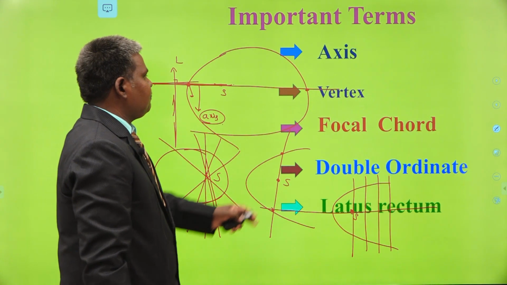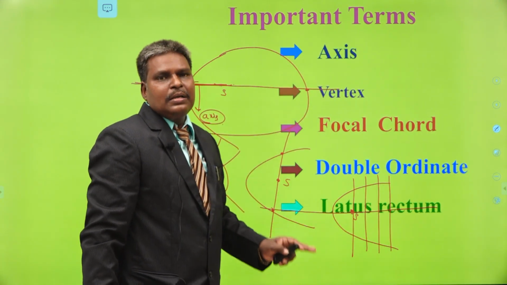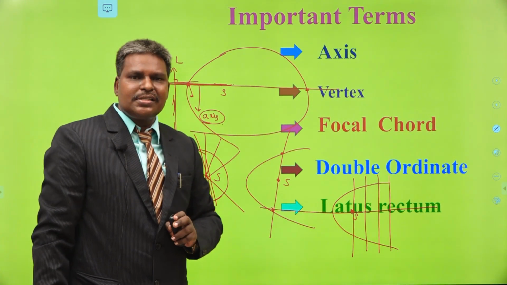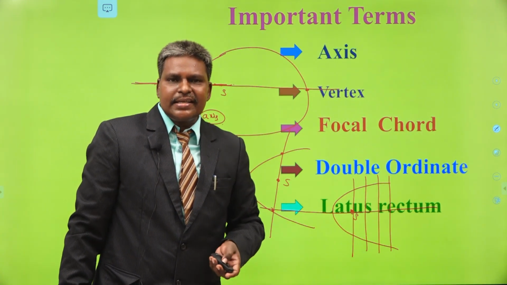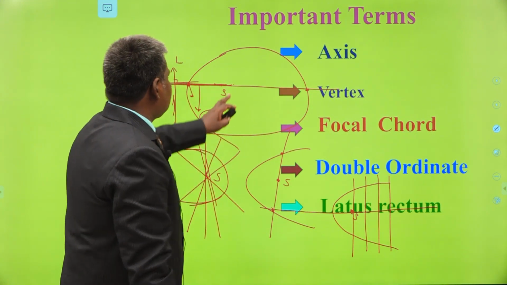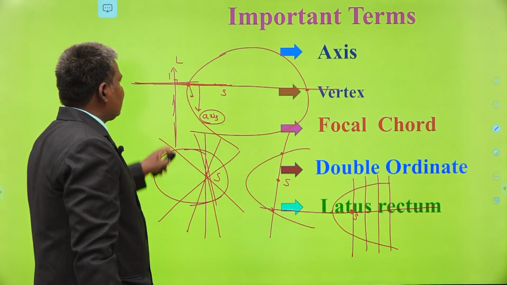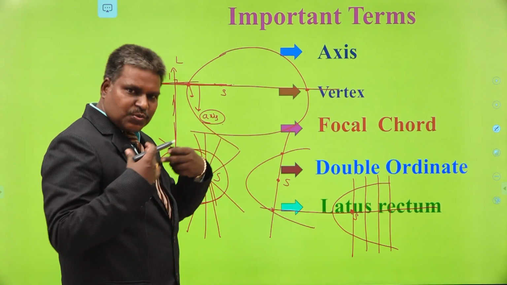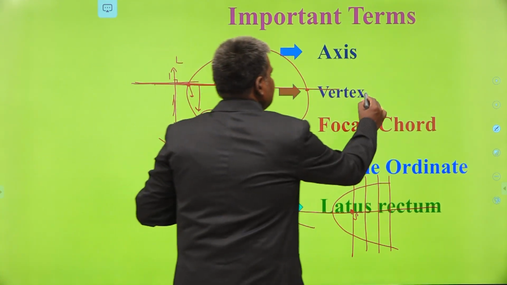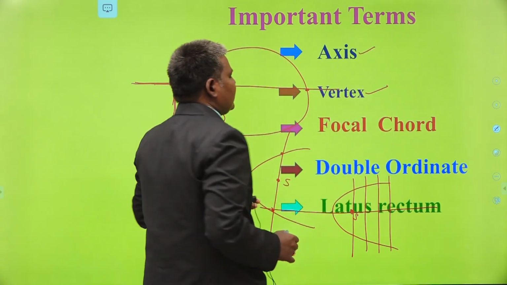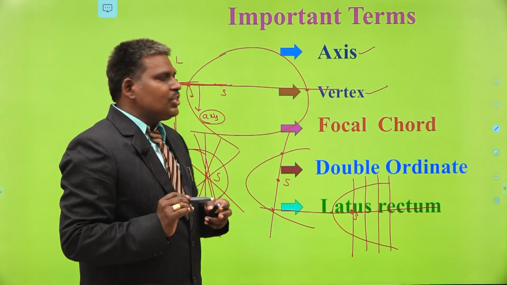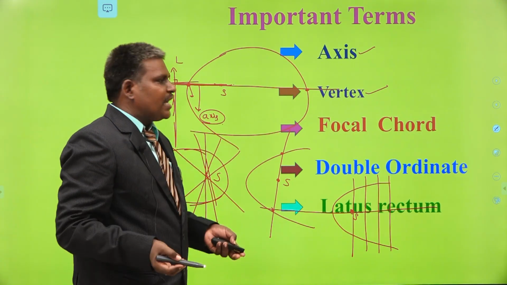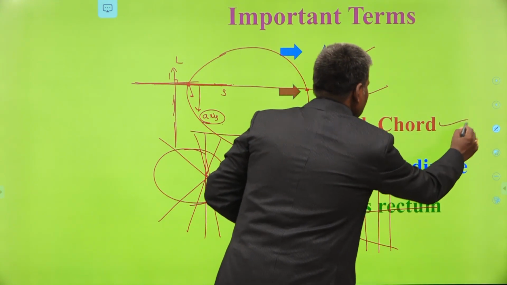Just a summary one time. Axis is the line passing through the focus perpendicular to my directrix. What is focus? A fixed point. What is directrix? A fixed line. Now the line passing through the focus perpendicular to this directrix is called what? Axis. Where the axis meets my conic is called the vertex. This is the axis, this is the vertex. Chord means the line joining any 2 points on the conic is called a chord. If it is passing through my focus, it is called a focal chord.